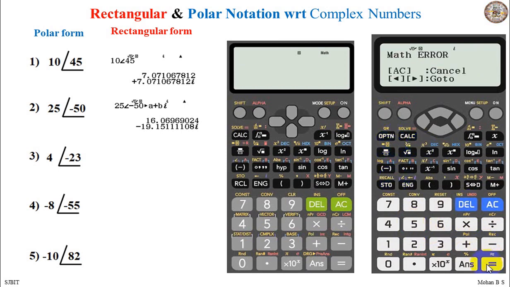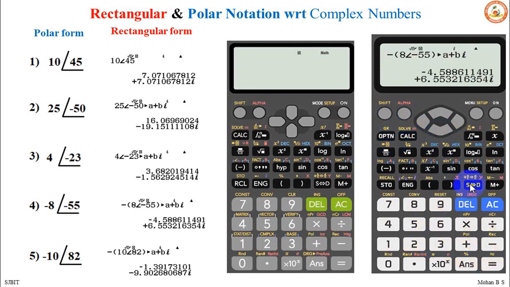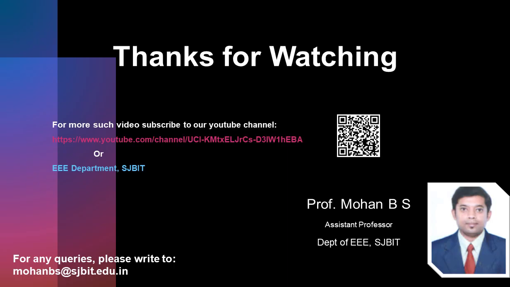So if you see here minus 8, if you're typing minus 8 at an angle minus 55 plus equal to, you'll get math error. What you have to do, you have to type minus parenthesis, that is bracket, 8 minus 8 at an angle minus 55, and then close the bracket to get your answer. So I hope you can try first all. So you can see here minus 8, what you have to do, minus bracket 8 at an angle minus 50.